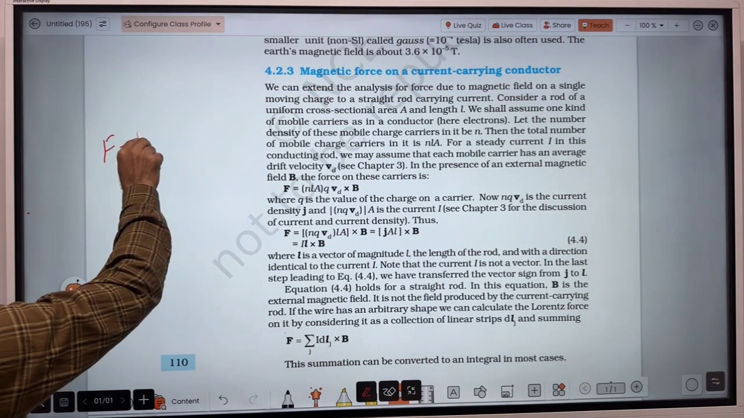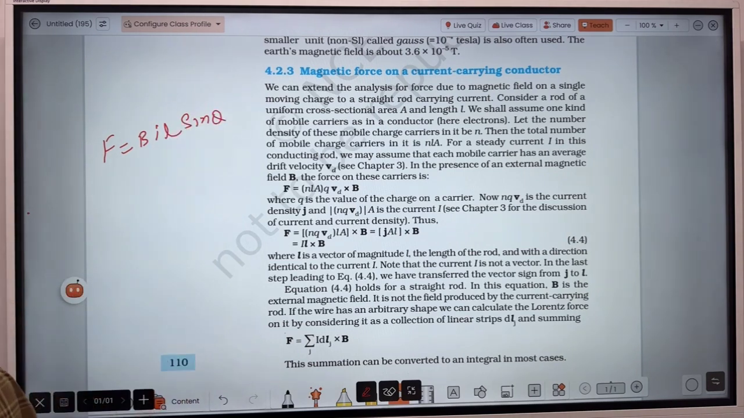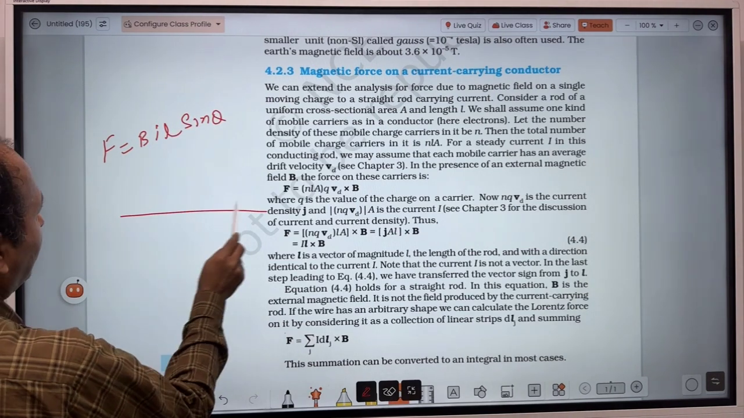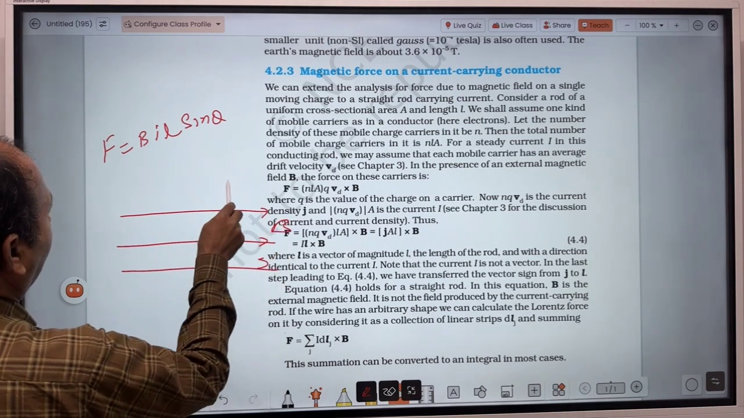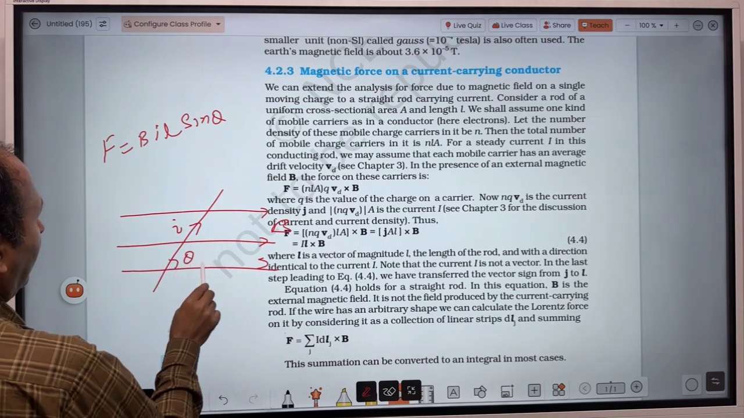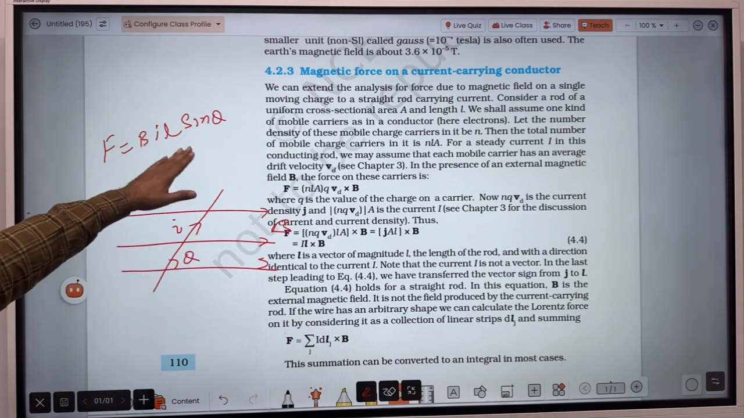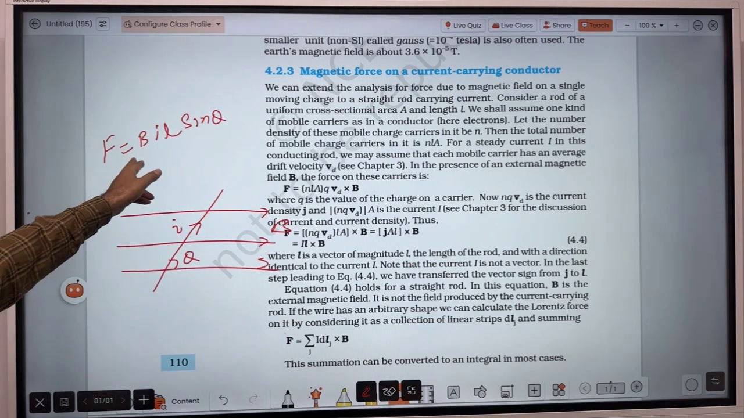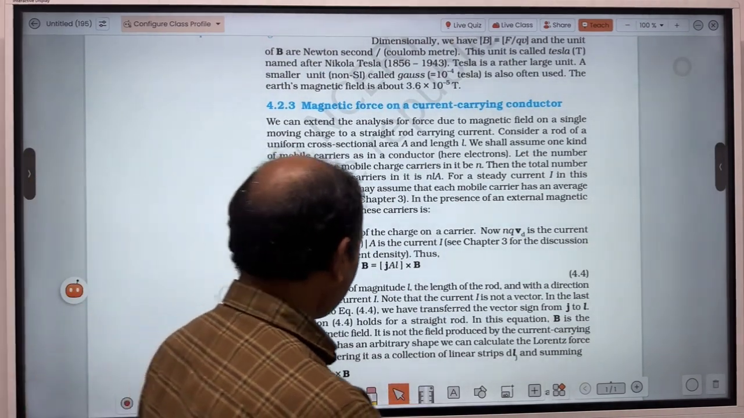F equal to BIL sine theta. Here, suppose this is the direction of the magnetic field and suppose this is a current carrying conductor, this is I, the conductor carrying current I, and this angle is theta. So in that case, the force on the conductor can be found, and the force will be maximum when theta is 90 degrees, because in that case the force will be BIL in magnitude. And if the conductor becomes parallel to the magnetic field, in that case there will not be any force.